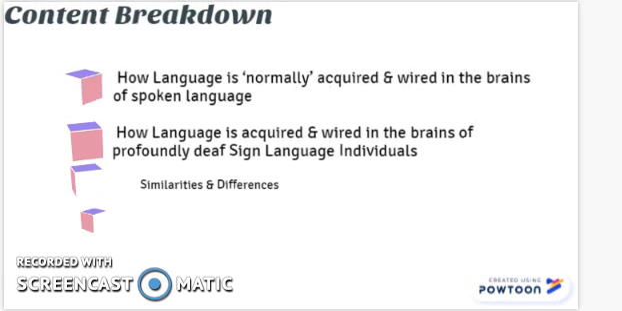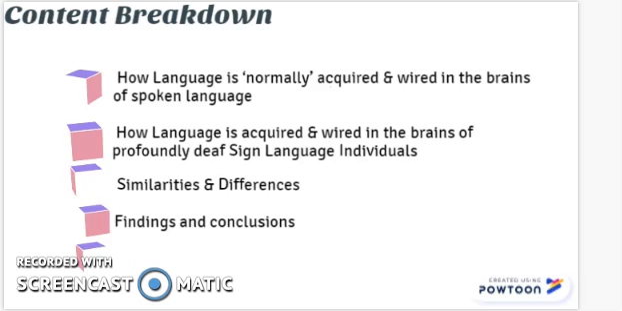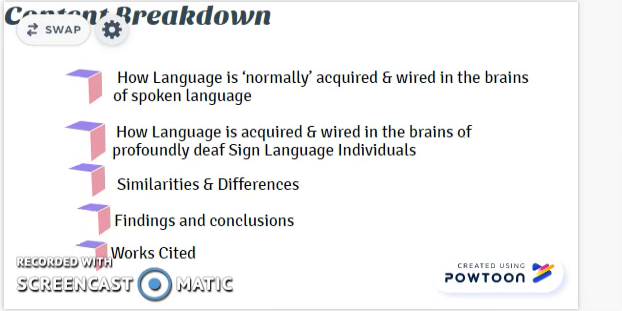Our content breakdown today is: how language is normally acquired and wired in the brains of spoken language users, a little bit on how language is acquired and wired in the brains of profoundly deaf persons, sign language individuals, similarities and differences, and a bit of some findings and conclusions that I came upon, and of course my references page.